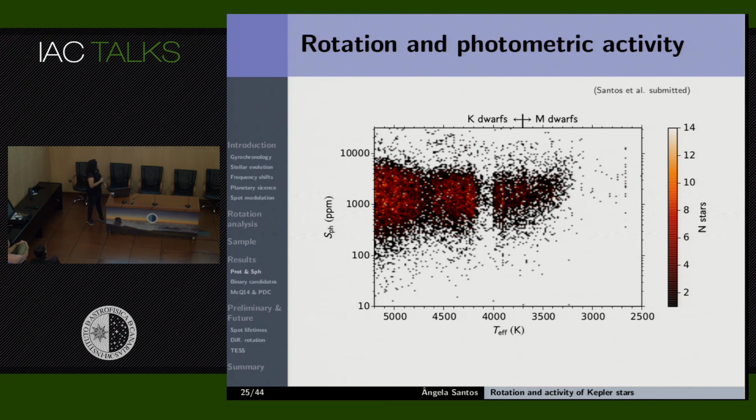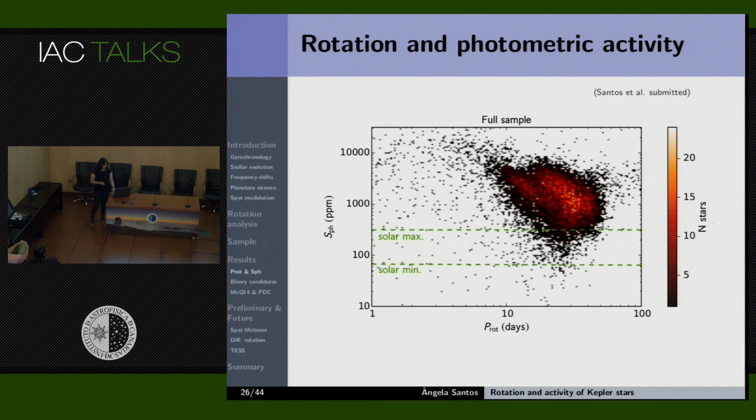This is for the SPH, the photometric activity index. And so we see that the range of values that the SPH takes is wider as the effective temperature increases. And this is the SPH as a function of the rotation period, where we see that the fast rotators are more active than the slower rotators over here. And this is just the values for the sun at solar minimum and solar maximum. And we also can see the two sequences in rotation period here.